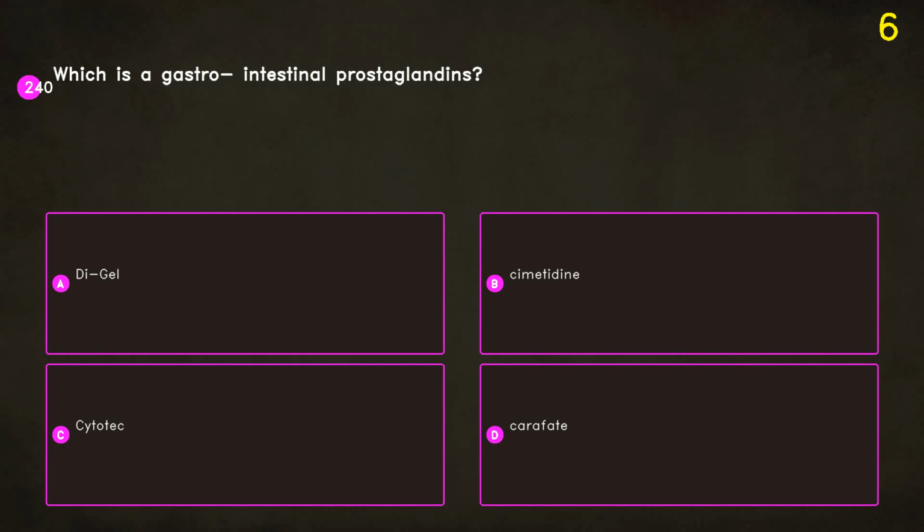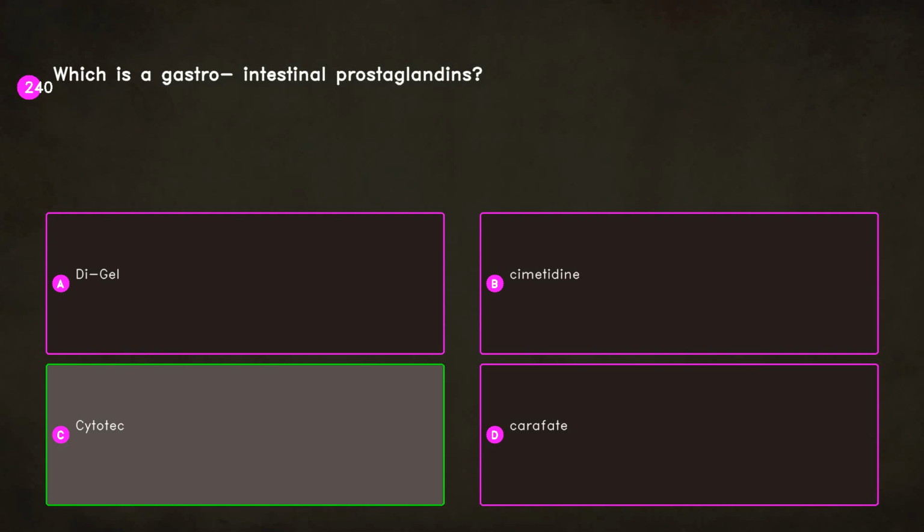Question 240. Which is a gastrointestinal prostaglandin? A. D-gel. B. Cimetidine. C. Cytotec. D. Carafate. The correct answer is Cytotec.